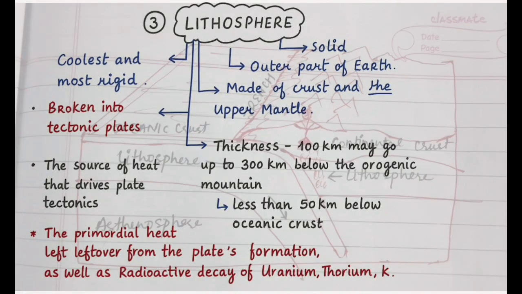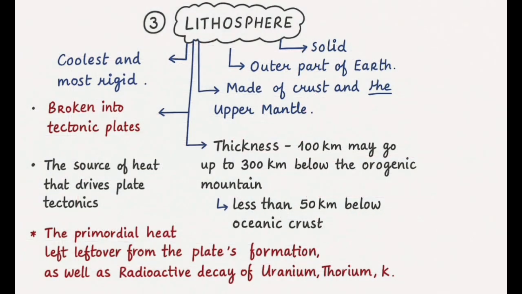The lithosphere is the solid and coolest outermost part, made up of crust and upper mantle with a thickness of 100 km that may go up to 300 km. But its thickness is less than 50 km under the oceanic crust. The lithosphere has mantle heat and movement that drives volcanic eruptions and also the movement of tectonic plates.